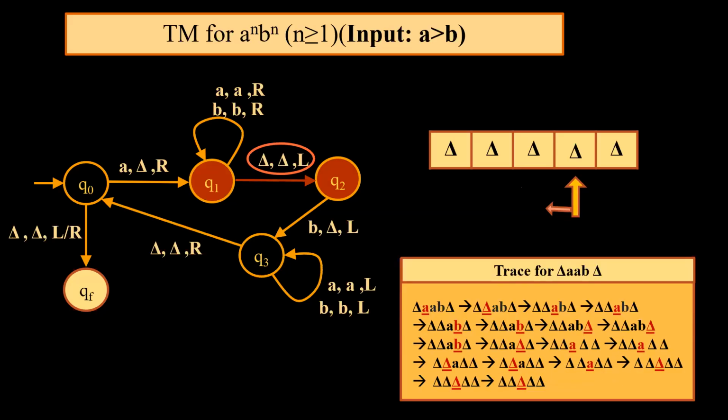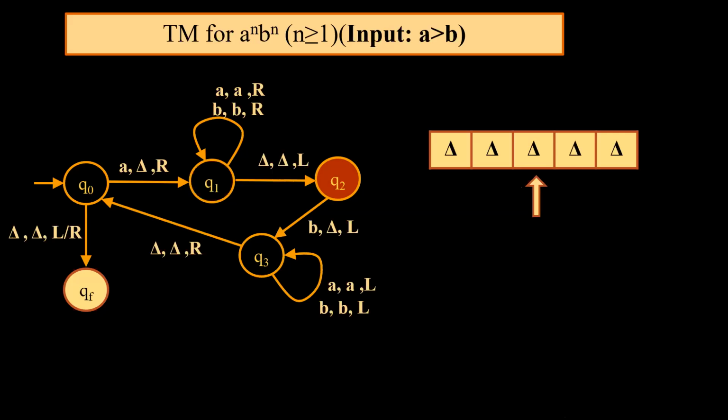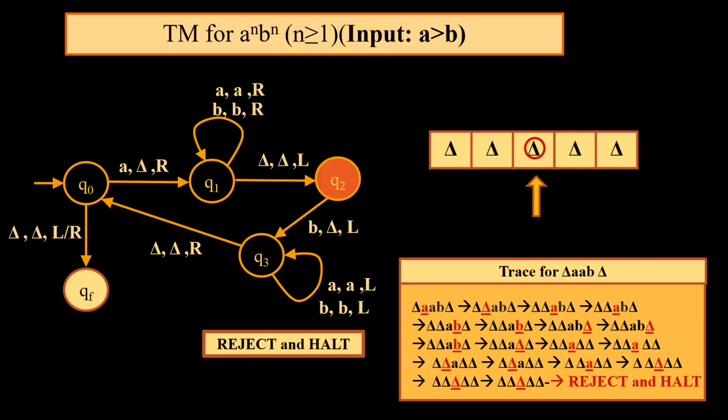On Q2 state, we have only one out move that is corresponding to B, but when we move left and we perform the read operation it says that we have delta, but Q2 state has no output corresponding to delta. So this is how the reject and halt state has been reached. That means our machine has successfully identified that corresponding to double A, single B, this machine will reject.